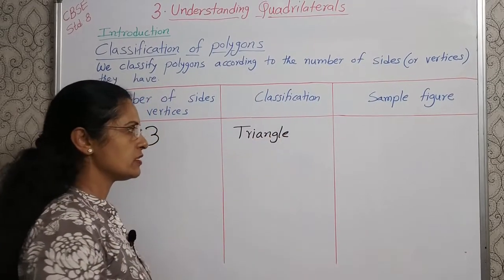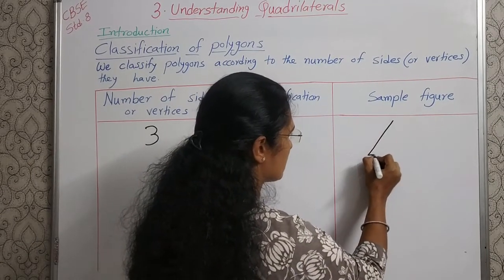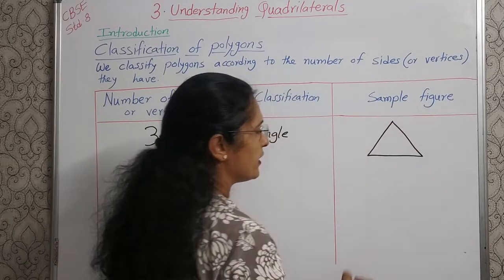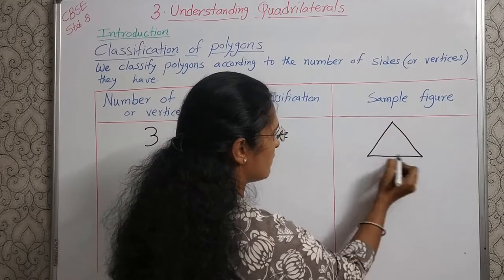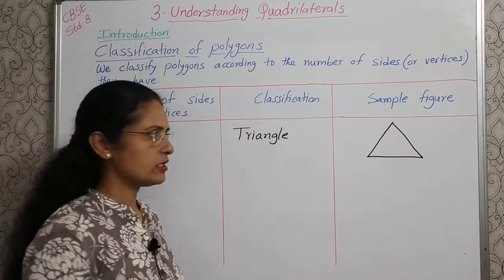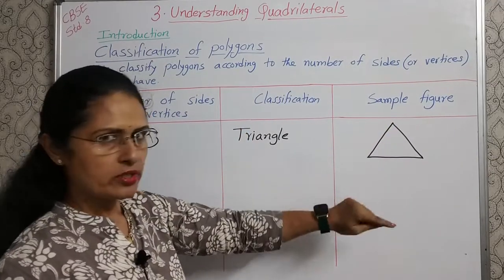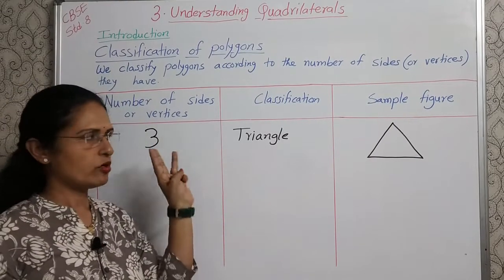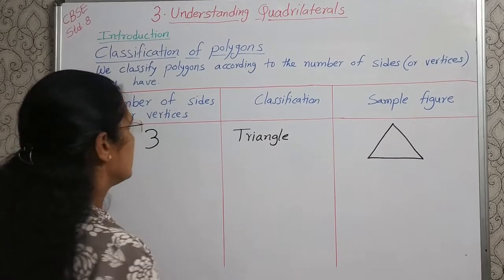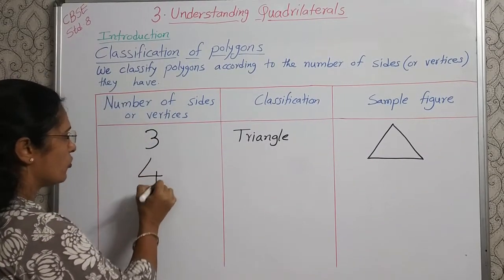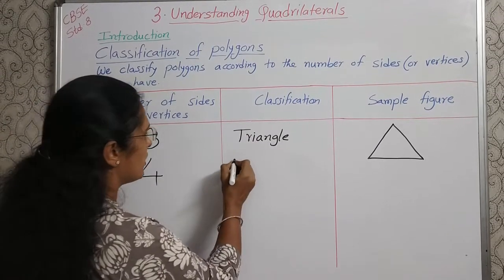3 sides, 3 vertices, so that is a triangle, and we can draw a figure like this. So first, second, third, 3 sides and 1, 2, 3, 3 vertices, and this is a simple closed curve. Therefore, this is a polygon, and here the number of sides is 3 and the number of vertices is 3. Therefore, this is called a triangle. Tri means 3. Next, if the polygon has 4 sides or 4 vertices, then it is called a quadrilateral.